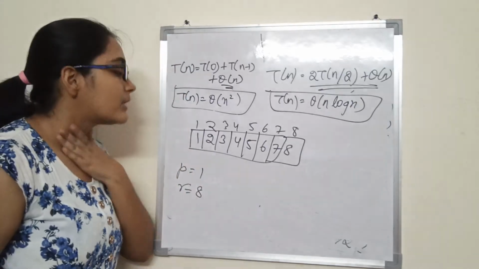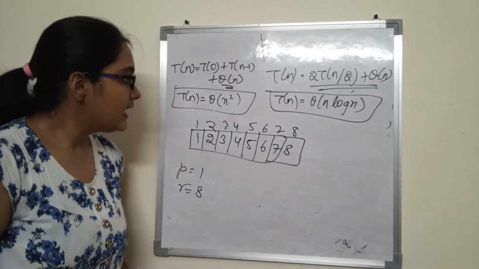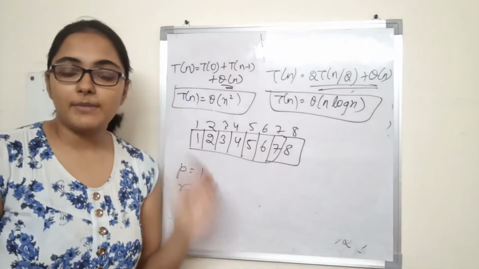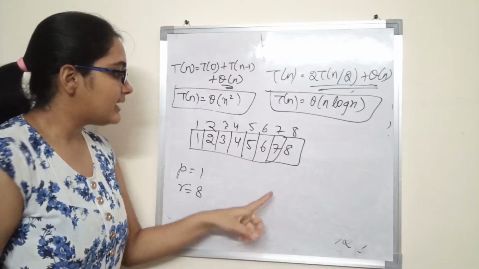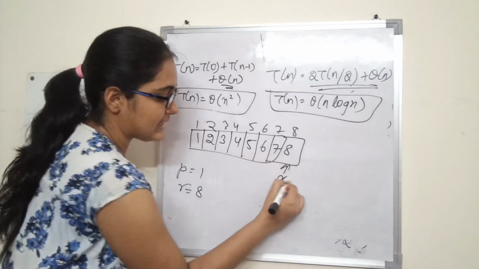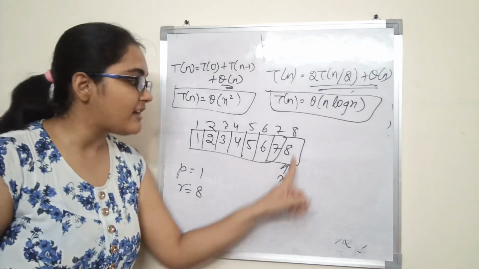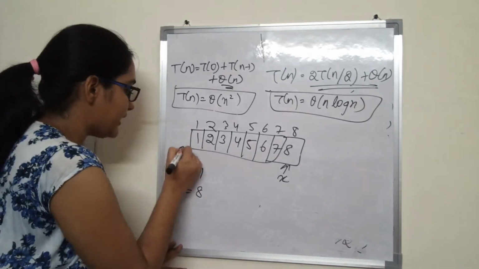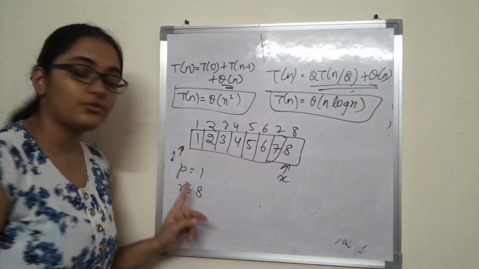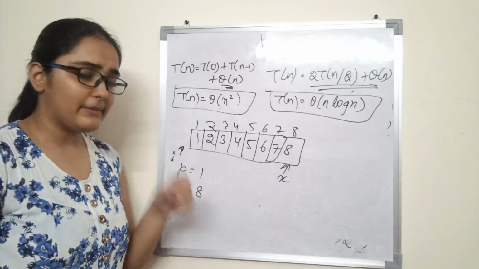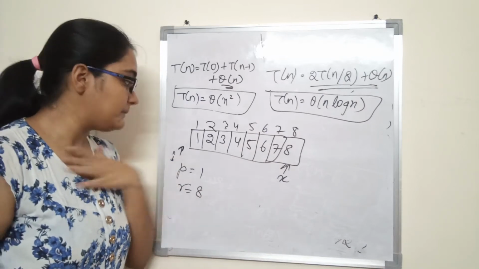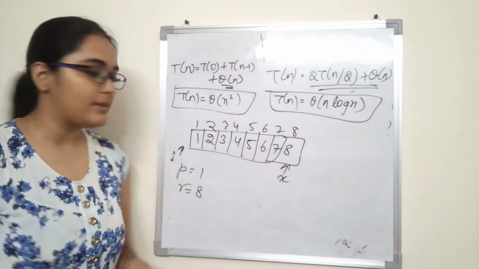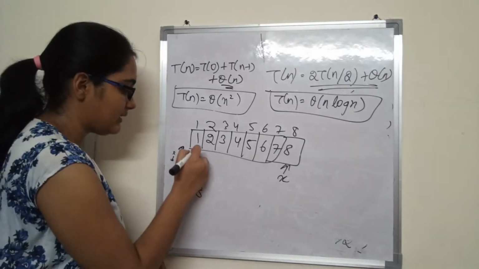P is equal to 1, r is equal to 8. Now let us see what quicksort does. It will first call the partition function. What will the partition function do? It will take a of r, that is the last element, as x. And i will point to p minus 1, that is, i is equal to p minus 1. Then j will run from p to r minus 1, that is, j will run from here to here.